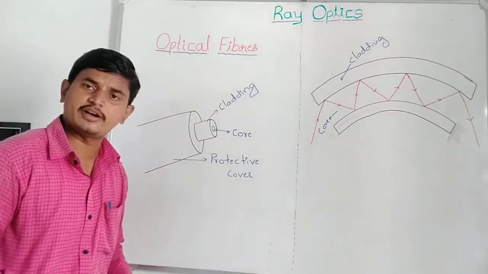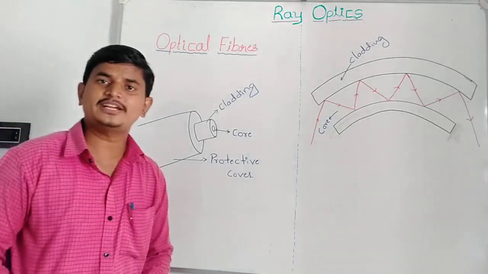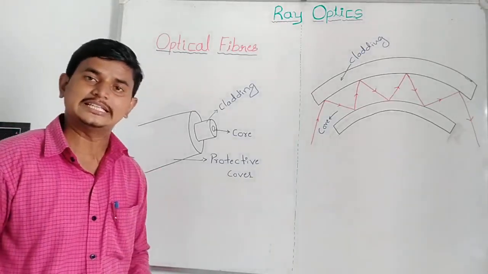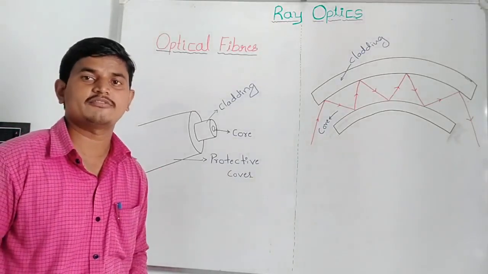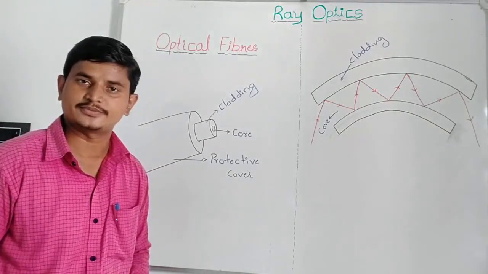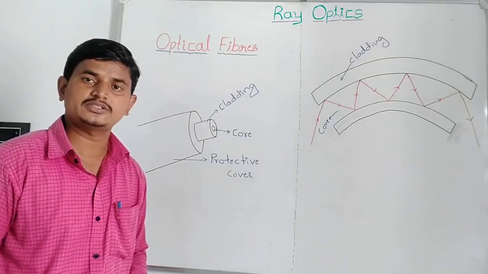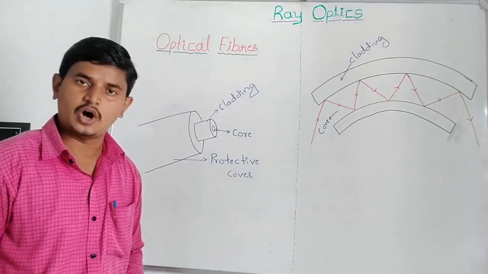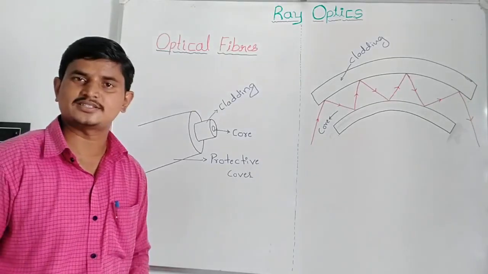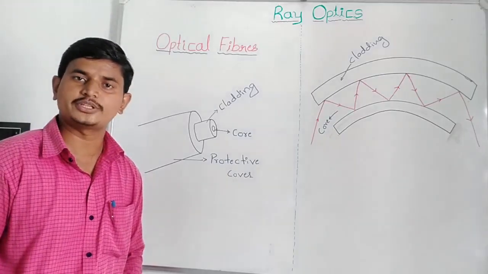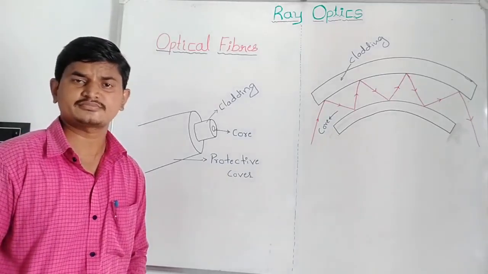Today's topic is optical fibers. What is meant by optical fibers? Optical fibers are thin transparent fibers of glass or plastic which are used to transmit light in any direction or through a long distance. That is what we call optical fibers.